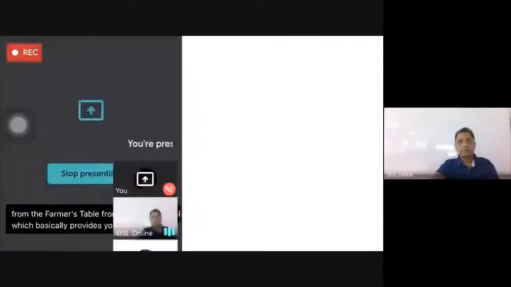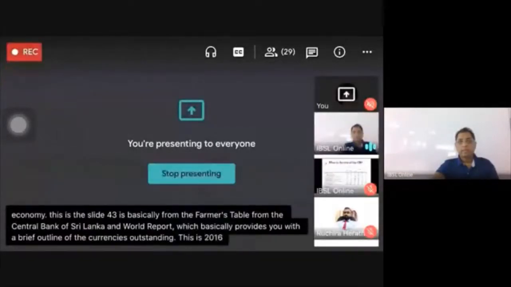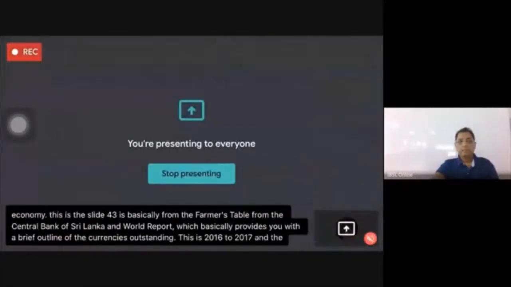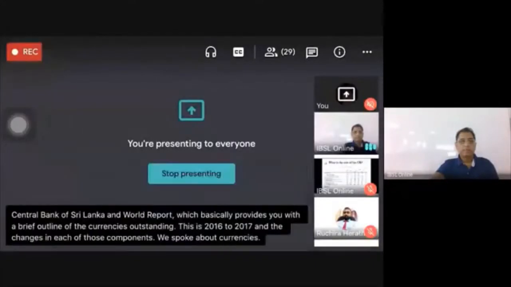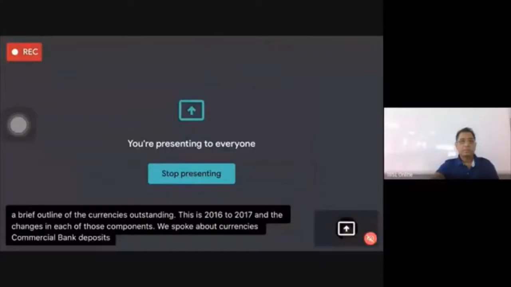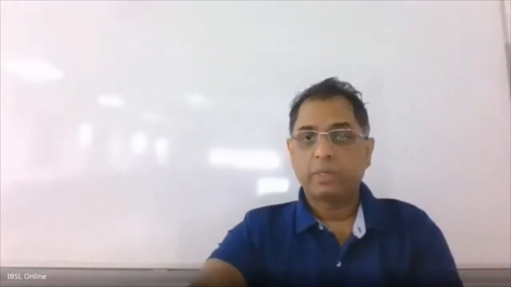which provides you with a brief outline of the currencies outstanding. This is 2016 to 2017, and the changes in each of those components we spoke about: currencies, commercial bank deposits, government agents deposits, all the things that fall into what we call the reserve money and money supply, narrow money supply, broad money supply, which is what we just discussed, with time deposit savings and all that put into it.